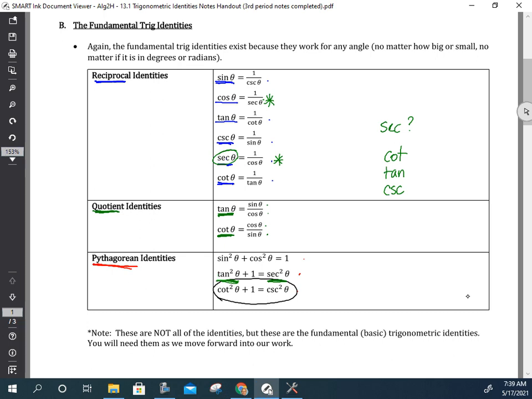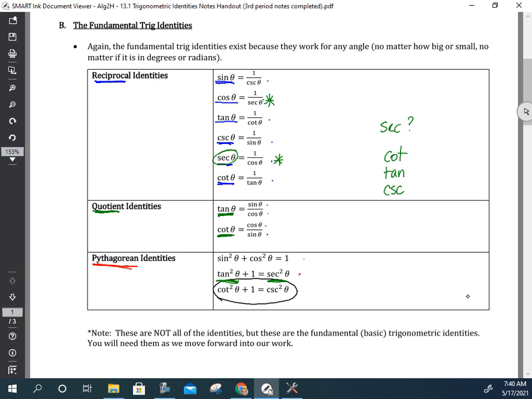Again, we have 6 reciprocal identities, meaning you flip one, you get that particular trig function. The quotient identities: tangent equals sine over cosine, cotangent equals cosine over sine. And the Pythagorean identities. They're Pythagorean because they're based off of the Pythagorean theorem. So sine squared plus cosine squared equals 1, tangent squared plus 1 equals secant squared, and cotangent squared plus 1 equals cosecant squared.